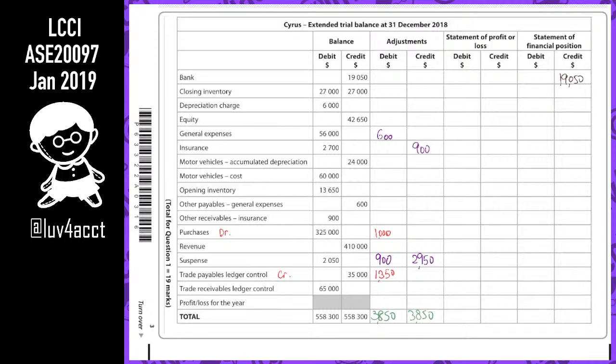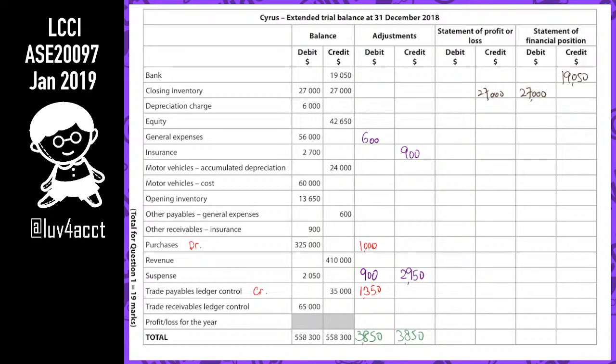Closing inventory, we have both debit and credit. That would be because the debit entry goes into the statement of financial position and the credit entry goes into the statement of profit or loss. Depreciation charge, of course, statement of profit or loss. Equity, statement of financial position. Remember, debiting goes to debiting, crediting goes back to crediting.